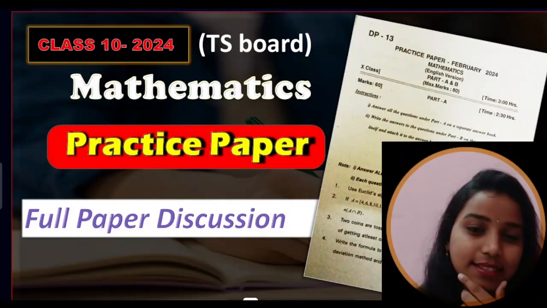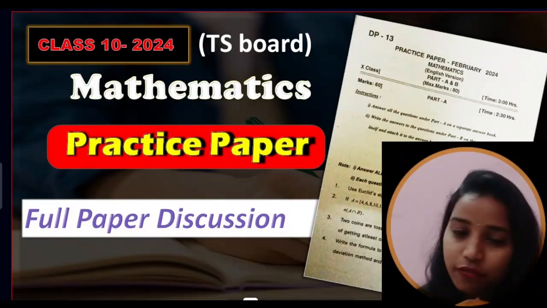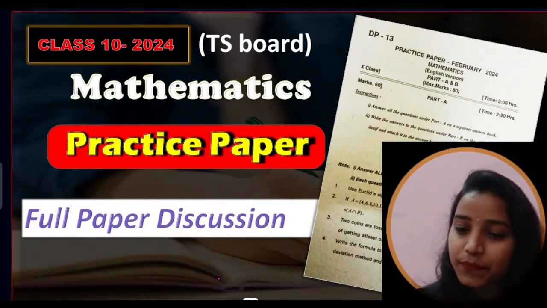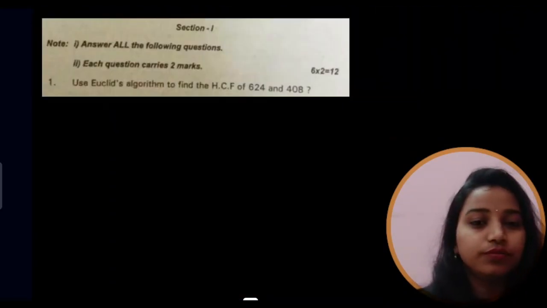Coming to the first bit of this paper, that is section A. It is of 2 marks, and every question contains 2 marks, and the total number of questions is 6, so completely we'll get 12 marks from this bit. So check this first question, what it's saying here.